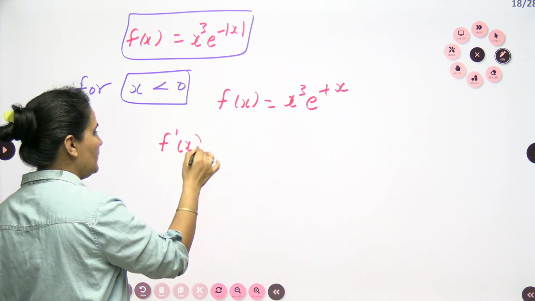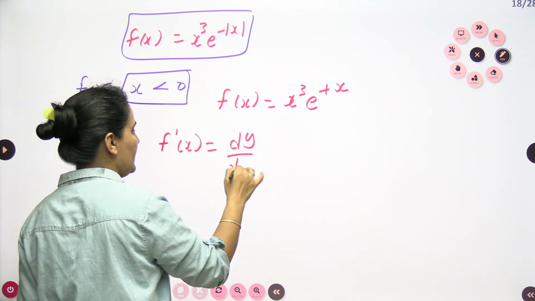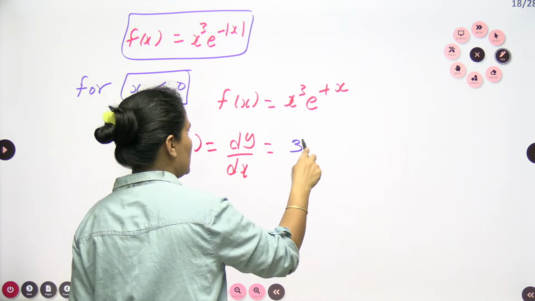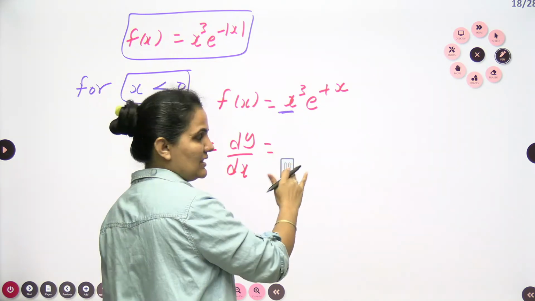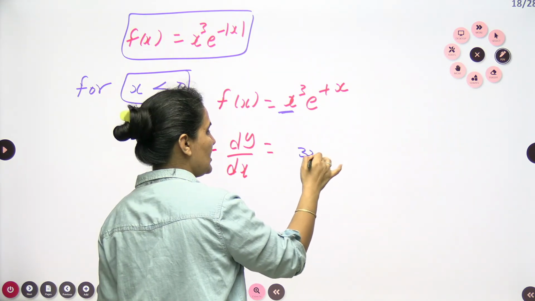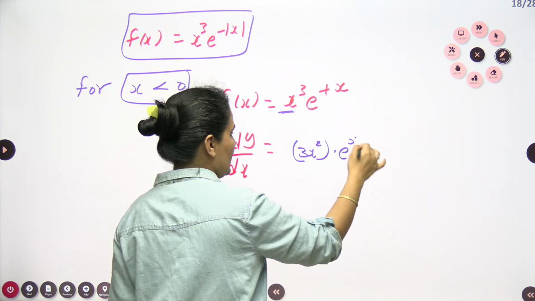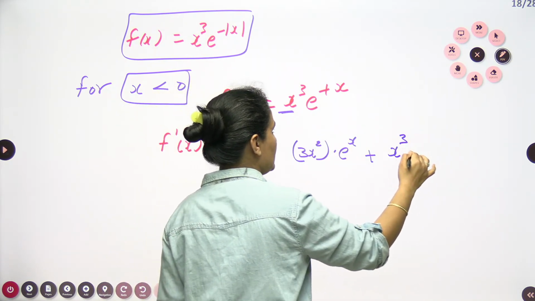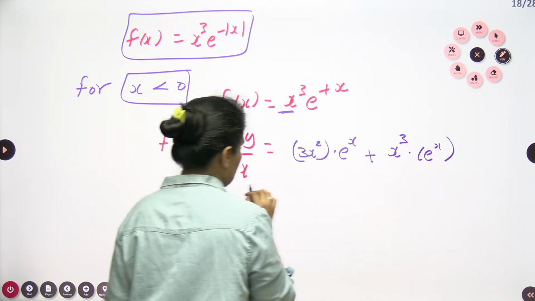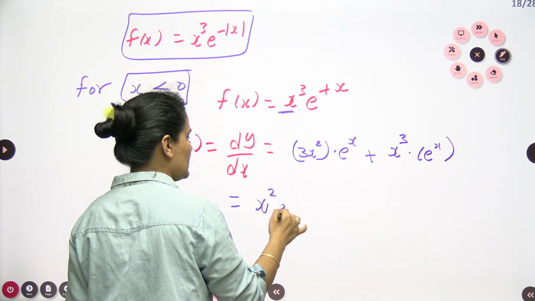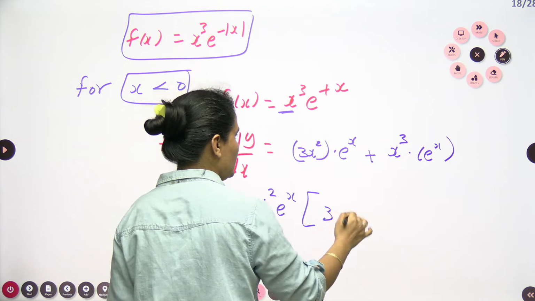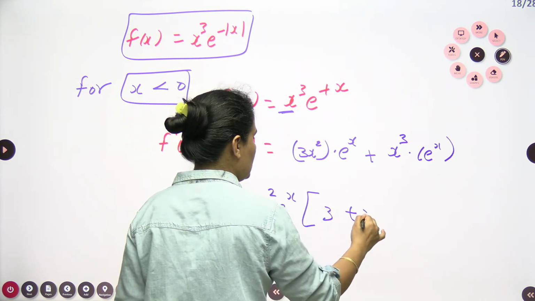We need to find out the first order derivative, meaning dy by dx. So this will be 3, first I am going with x cube, so 3x square e to the power x as it is, plus x cube and here e to the power x. You can take common in this case x square e power x, you are having 3 plus x.